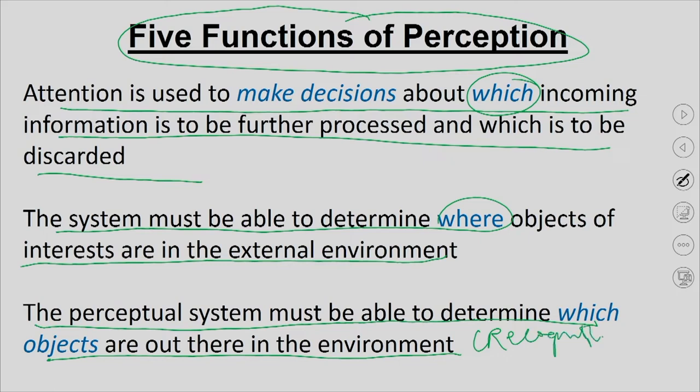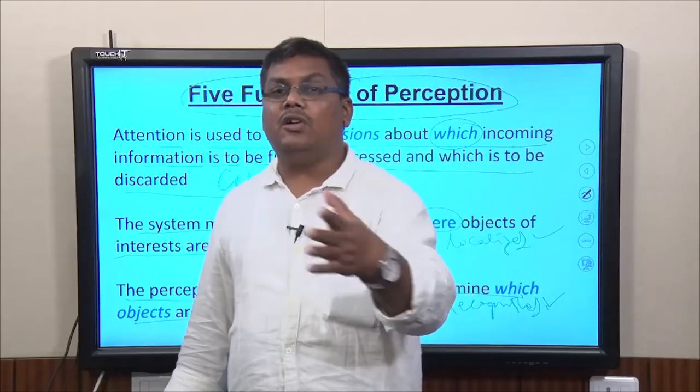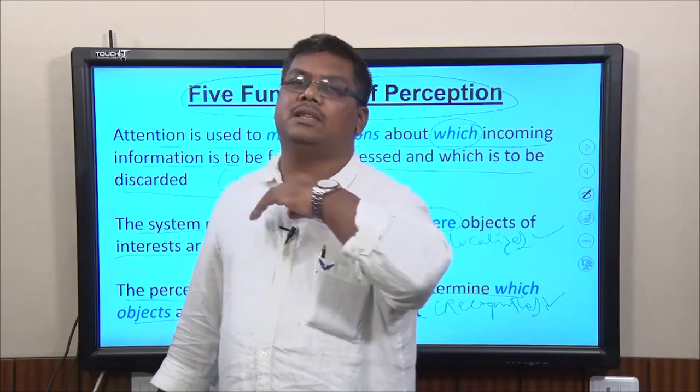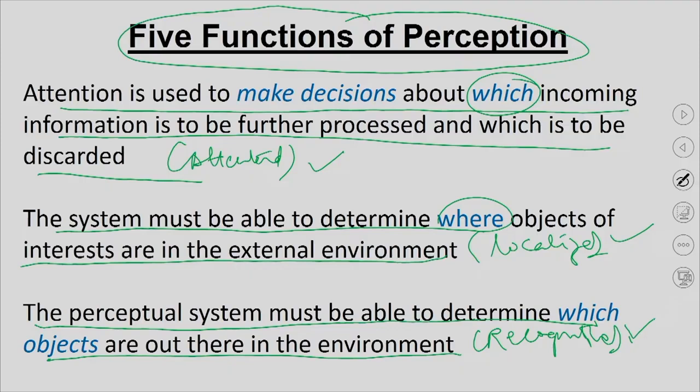So, I should be able to recognize what I am seeing. I should be able to localize or locate what objects are there, and I should be able to attend. So, perception starts with attention, then localization, and then recognition. Recognition is the process through which we are able to distinguish objects in the environment. So, what is a tree, what is a cow, what is a person, and so on and so forth. If you cannot do that, everything seems to be the same. So, that is the third step in perception.